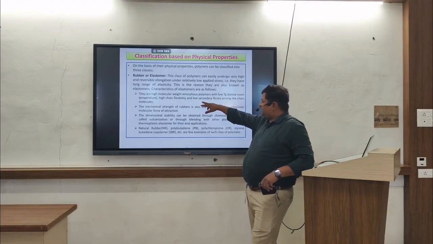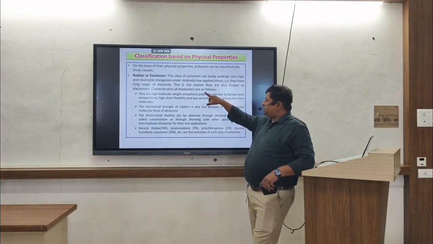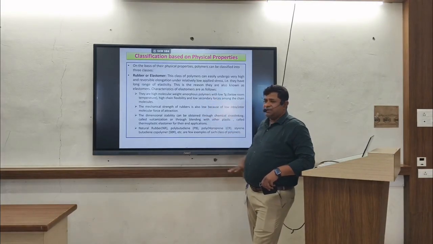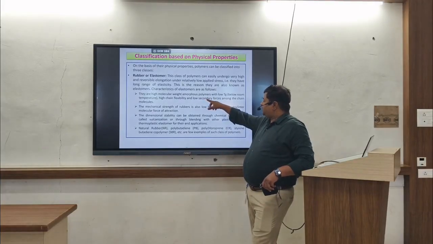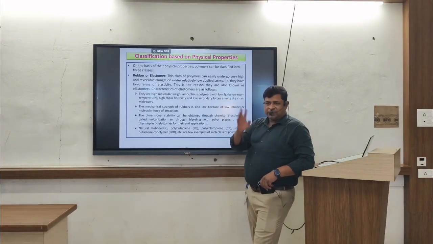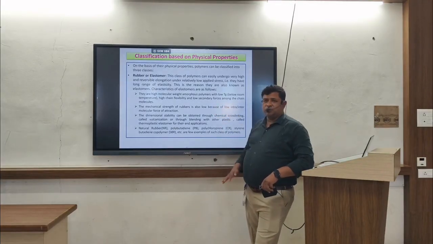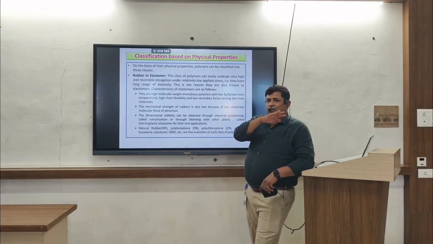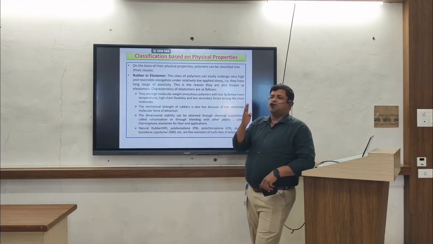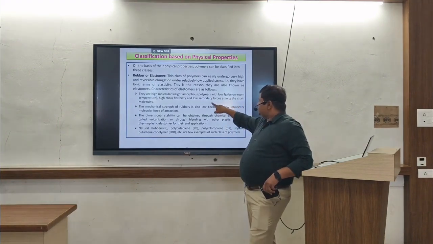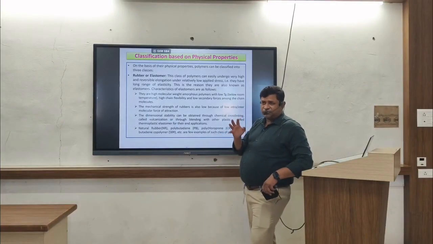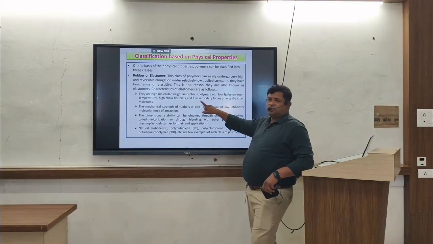They have high chain flexibility and low secondary forces among the chain molecules. Okay. So as far as properties of elastomers or rubbers are concerned, they have high molecular weight, amorphous polymers with low Tg, that means glass temperature. Then high chain flexibility. We can have more flexibility in case of rubbers, and also low secondary forces among the chain molecules. If there are branched or cross-linked polymers, in that case also the secondary forces or van der Waals forces or covalent forces may be low.